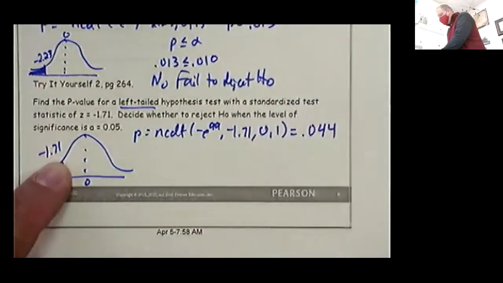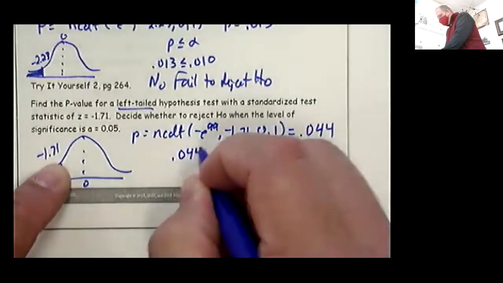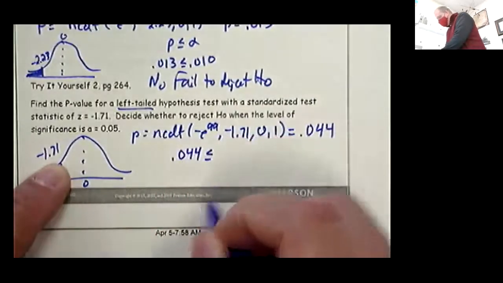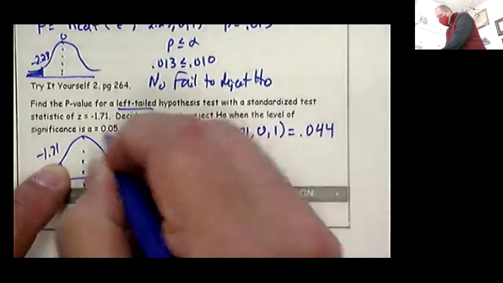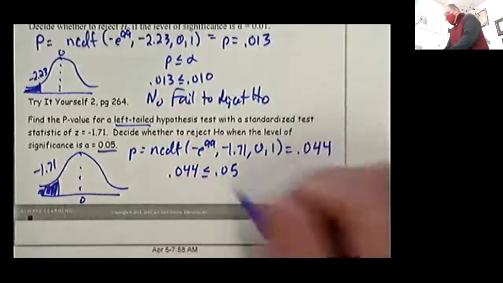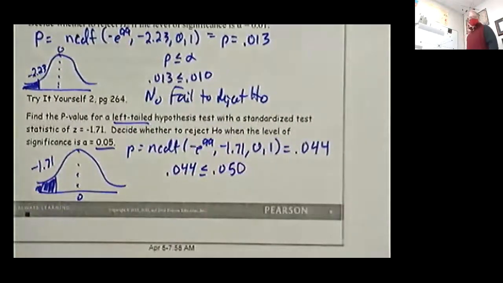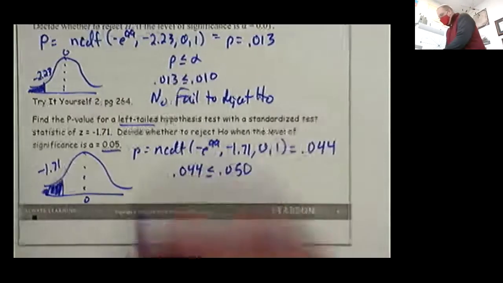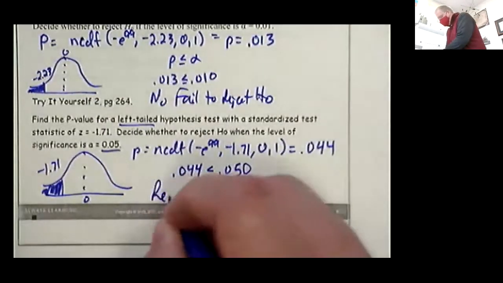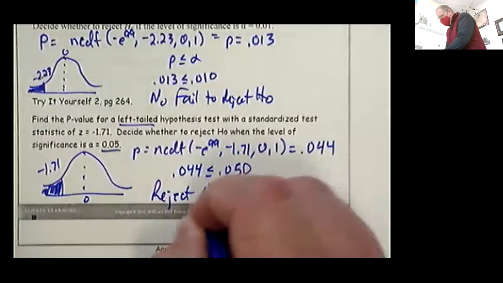Again, we're going to compare that to our alpha. So 0.044, is that less than or equal to our alpha, which is 0.05? Well, again, we can add a 0. So yes, 44 is smaller than 50. So that's true. So we are going to reject the null hypothesis.